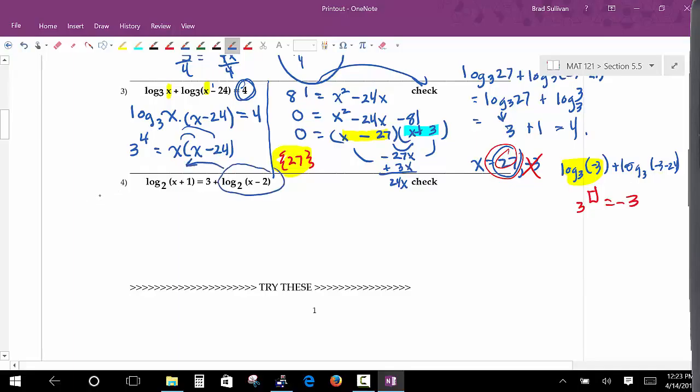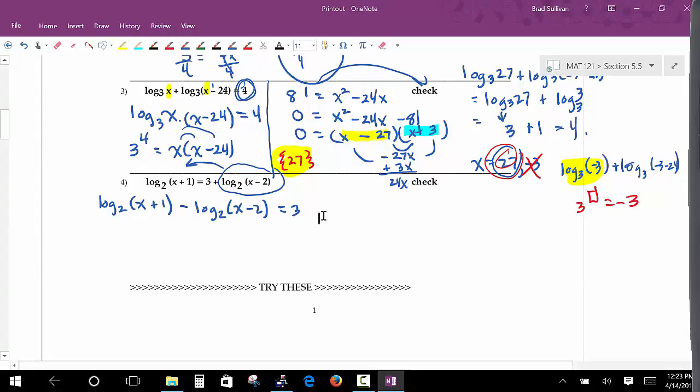So let's just bring down that log base 2 of x plus 1. Bring it down. Now I'm going to move this entire log. So you're really subtracting, right? So that's going to change that to minus log base 2 of x minus 2, and then leave the 3 where it is. Okay, you guys have been doing that all semester, just kind of rearranging both sides, right?